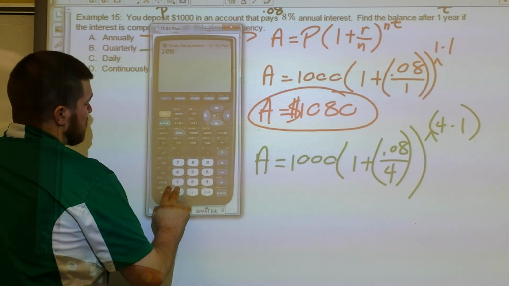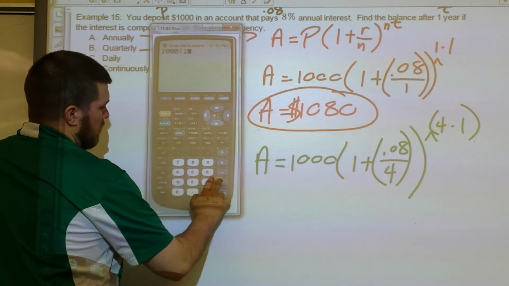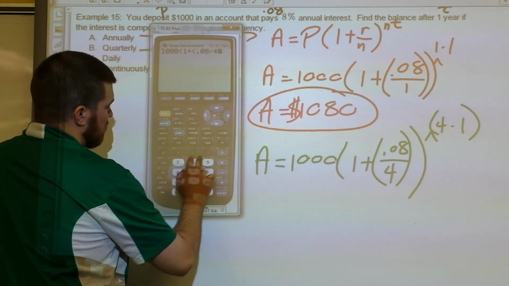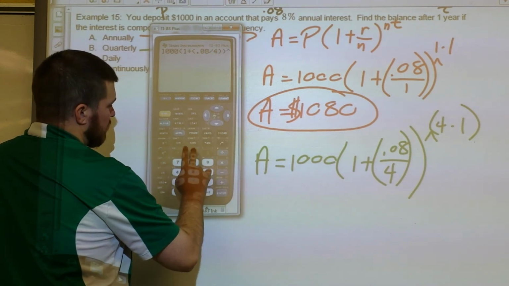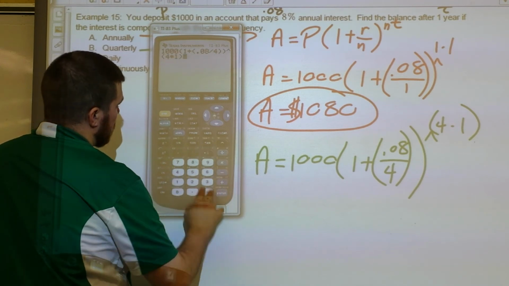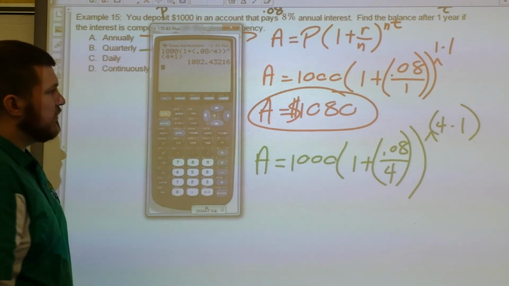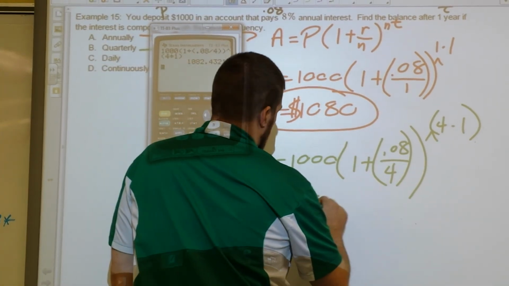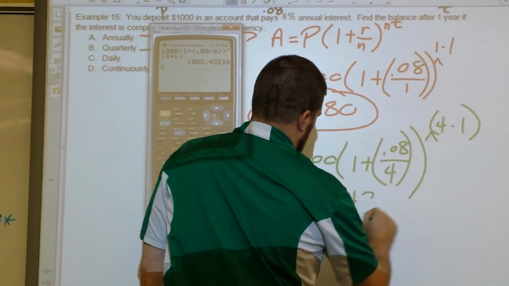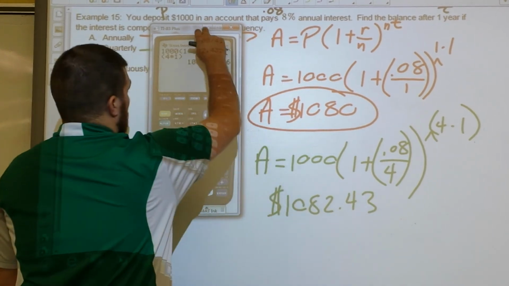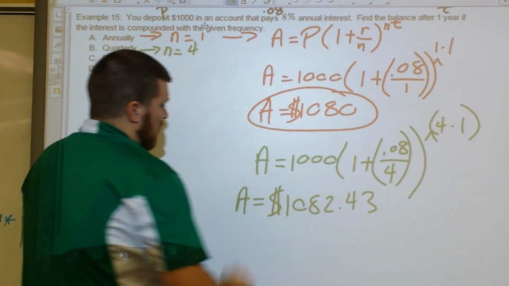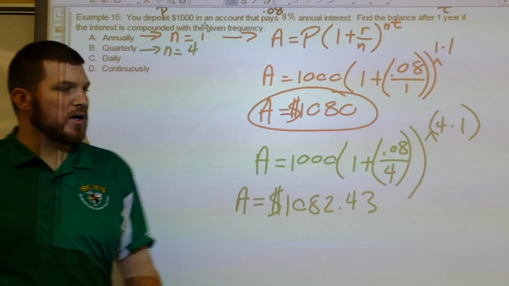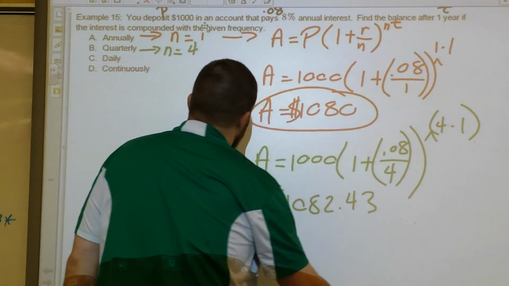So I have 1,000, parentheses 1 plus parentheses 0.08 divided by 4, parentheses raised to the parentheses 4 times 1. I get 1,082.43. So since my number of compounds has increased, I've actually got a little bit more money. Let's see what happens next.